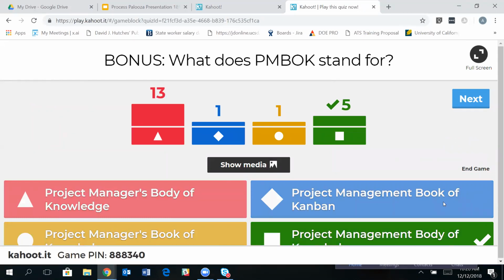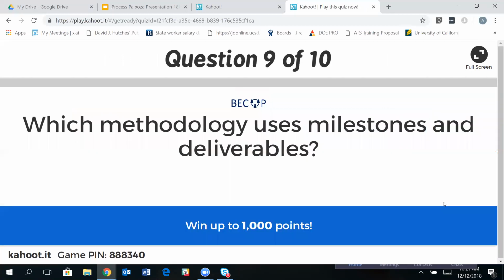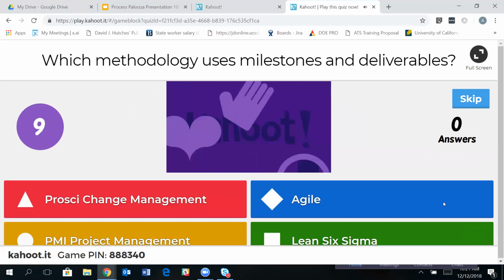Here we go. I know, I'm sorry about that. It's not fitting. All right. Ooh, Allie jumped up. Okay, we have two more questions. Which methodology uses milestones and deliverables?